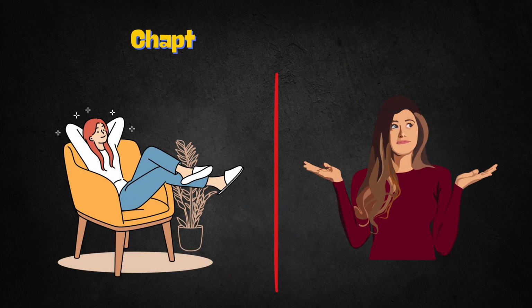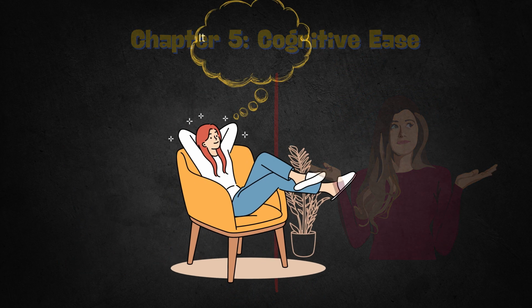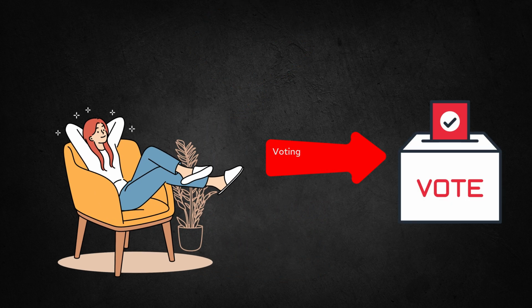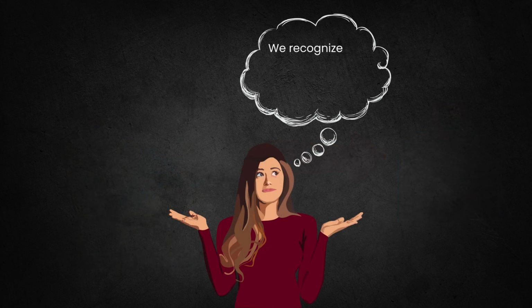Chapter 5. Cognitive Ease. When things feel easy, we believe them to be true. This is called cognitive ease. If we encounter a familiar idea, we're more likely to trust it, even without questioning the facts. Example: you're more likely to trust familiar brands or re-elect politicians with recognizable names. When things feel easy or familiar, we trust them, even if the content isn't reliable.